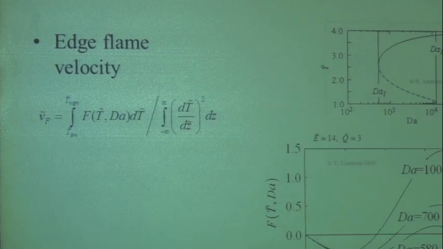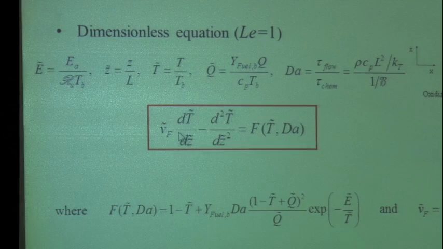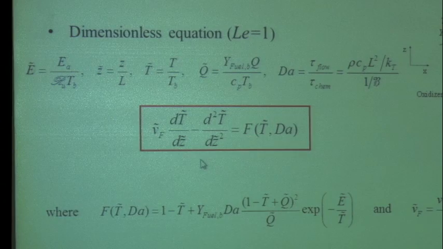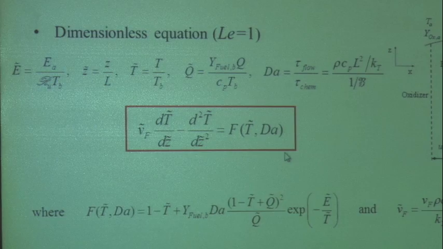And that's what he did. That's shown right here. Because basically, you multiply this by dT/dz, and once you integrate from minus infinity to plus infinity in the z direction, this diffusive term goes away and you just end up balancing this term with that term. And so you can derive this explicit formula for the edge velocity.